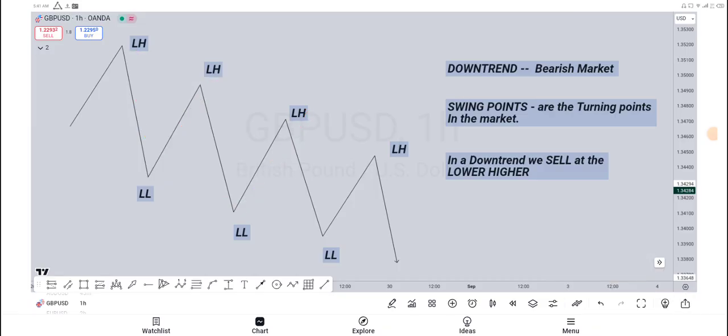And remember, when the market is going down, what do we do? We sell. So in a downtrend, we sell at the what? Lower high. We sell at the lower high. Why? Because at the lower high, you can see the market started going down. You understand? So the best thing about trading, like I said, is you're going to look for the best price at which you want to sell something and the best price at which you want to buy something.